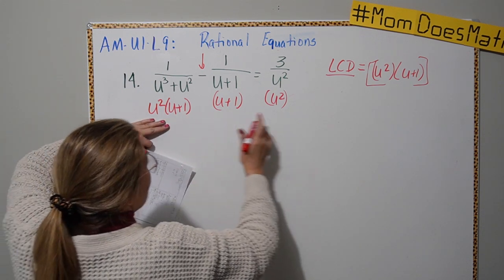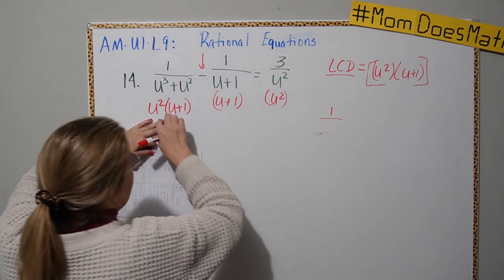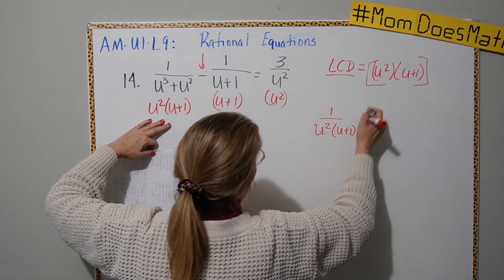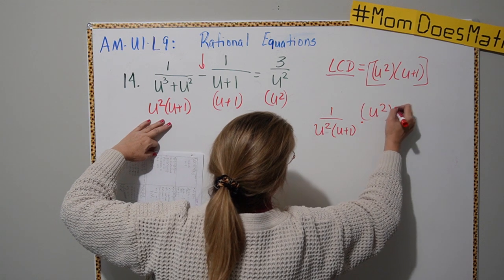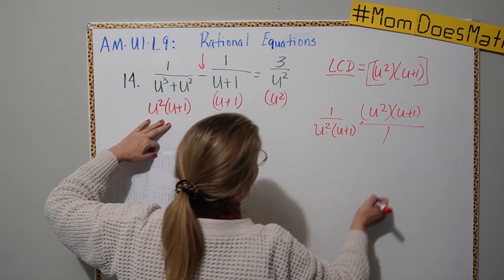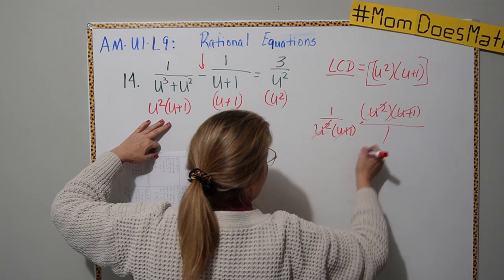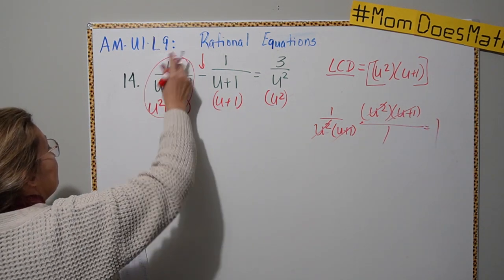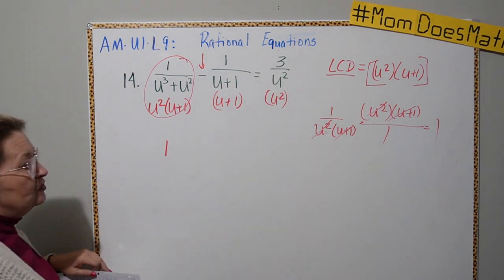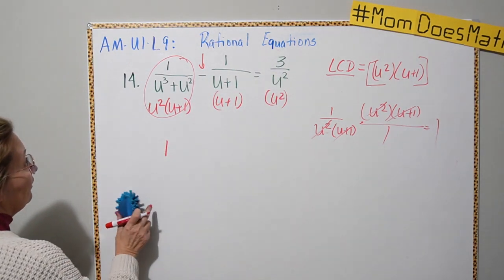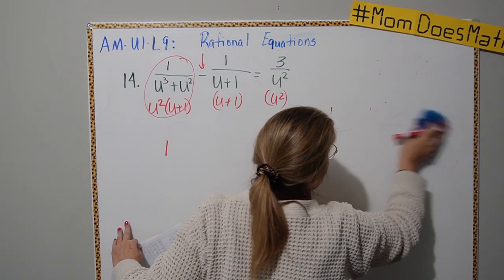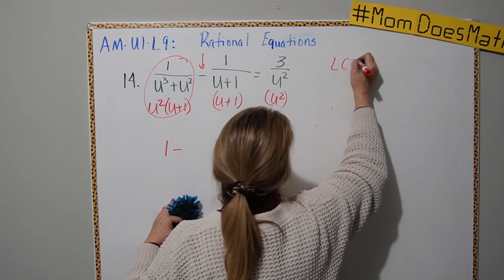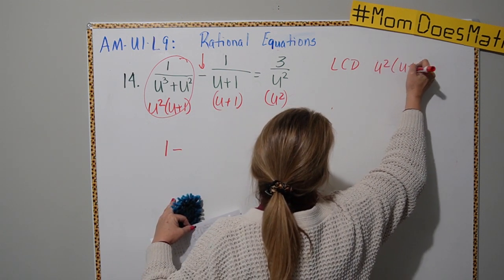So when I take this first one, the 1 over my factored form, u squared times u plus 1, and I multiply it times the common denominator over 1. These cancel, you got 1 over 1, which is just 1. So all of this times that reduced to 1. All right. Now let's do the same thing with our second one. But we're going to have a minus. Don't let me forget what my LCD was. U squared times u plus 1.